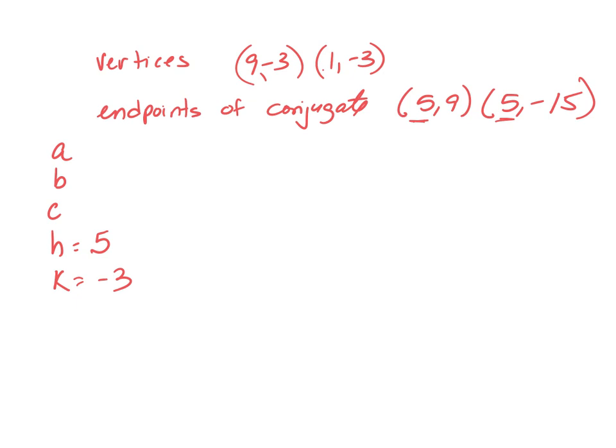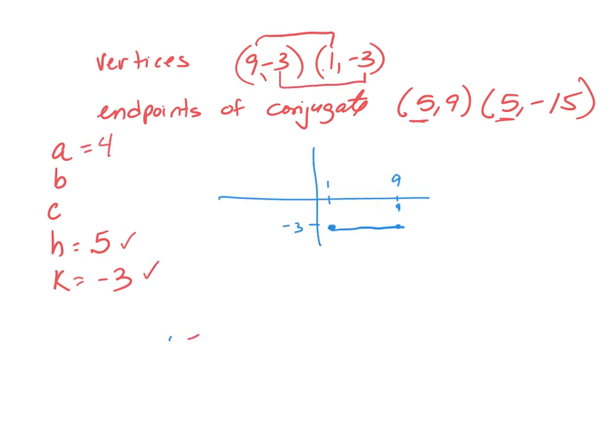Let's say you don't want to do it that way. What's the average of the x's? What is 9 plus 1? 10 divided by 2? 5. What's -3 plus -3? -6 divided by 2? -3. So a is 4 because the vertices are 8 apart, and half of 8 is 4.